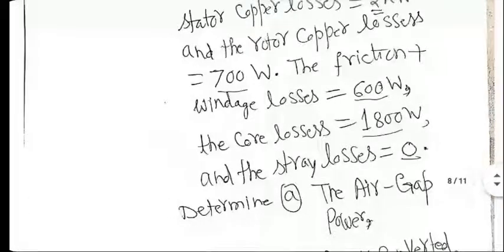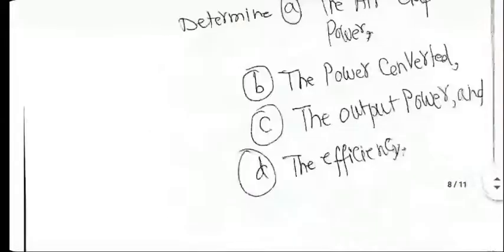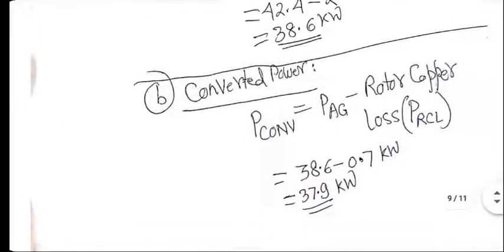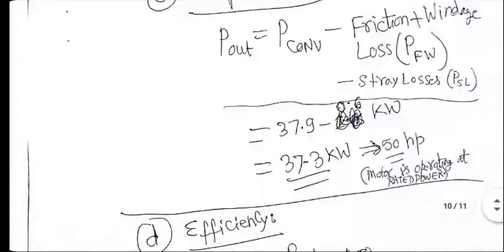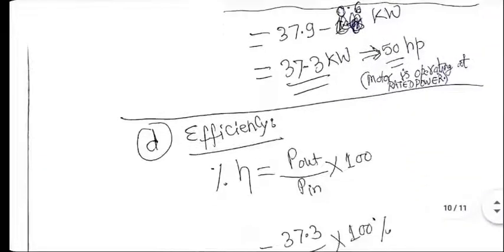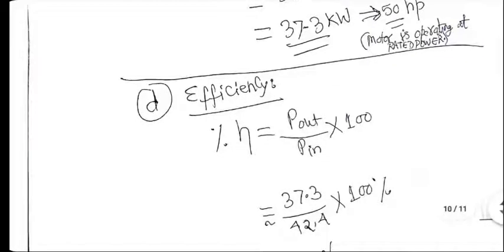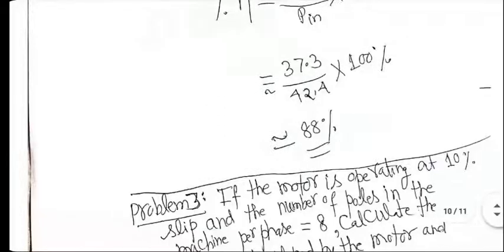You can check it out. 50 multiplied by 746 and divided by 1000 should give you 37.3. Efficiency is very easy to figure out. Output power divided by input power, and multiply the result by 100. 37.3 divided by 42.4 multiplied by 100, you get the power efficiency, which is about 88%.